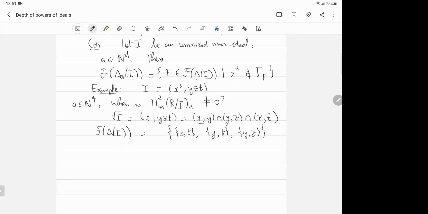So yes, this formula, for example, tells you that the facet of delta A of I is everything belonging to this set, F in this set such that X to the A does not belong to I_F. So you can take some vector, for example, A equal to, I don't know, 2011. And then you can easily compute this, right?